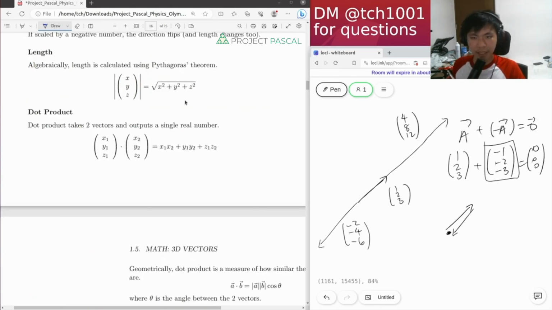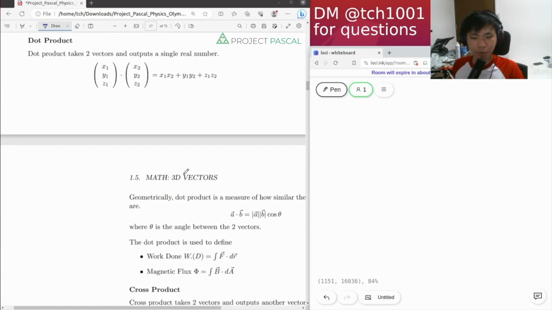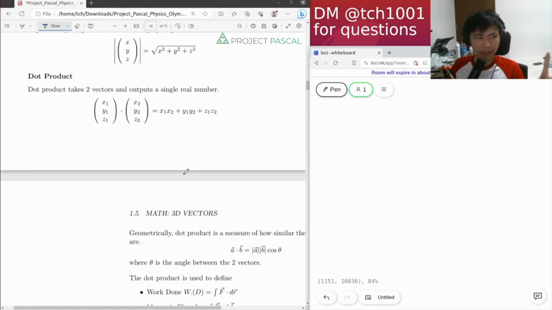Now length, we've mentioned length before, right? You can use Pythagoras theorem, and now it's time to talk about products of two vectors. Now there are two types of products of two vectors. If I give you two vectors, you can multiply them together in two different ways. The first way is known as a dot product.